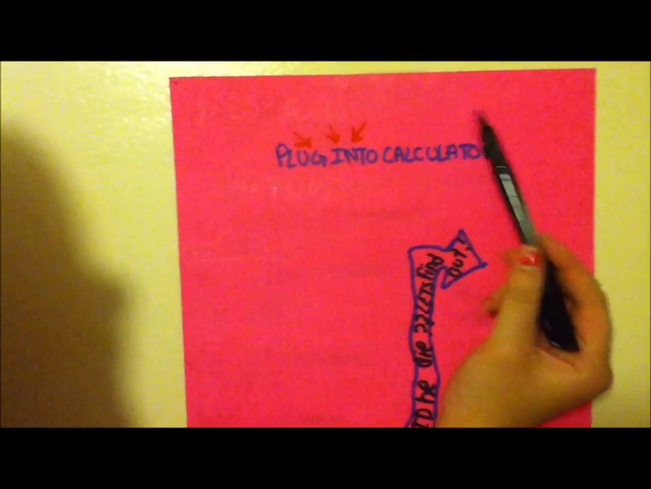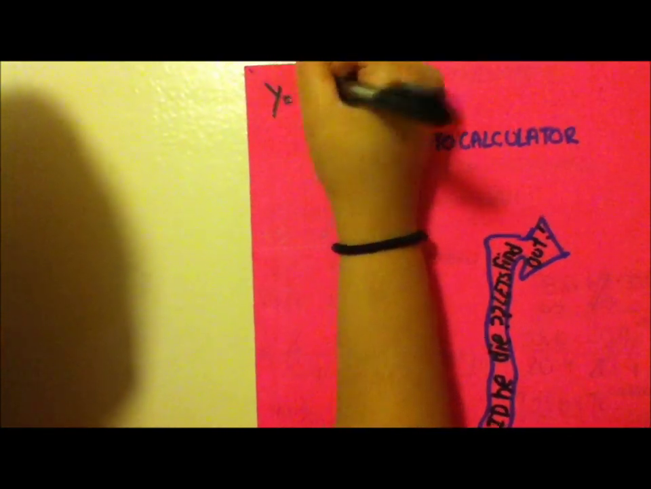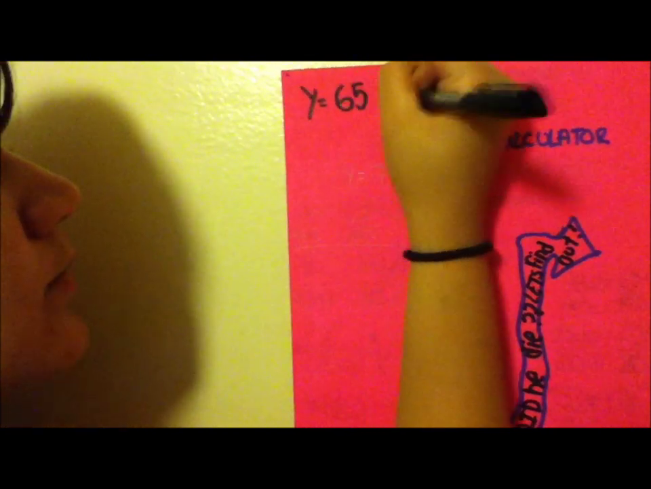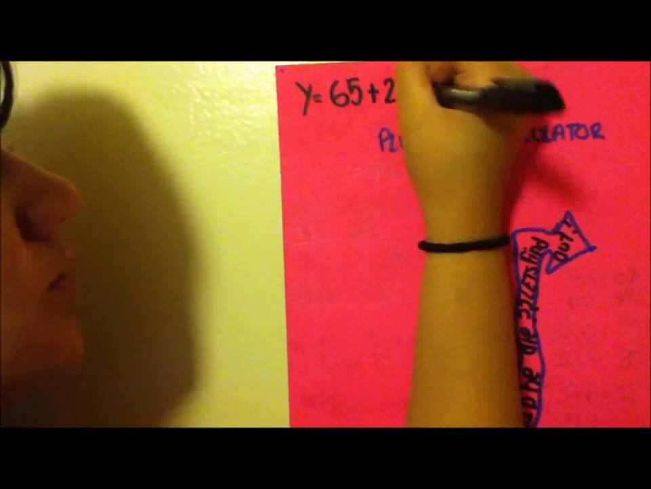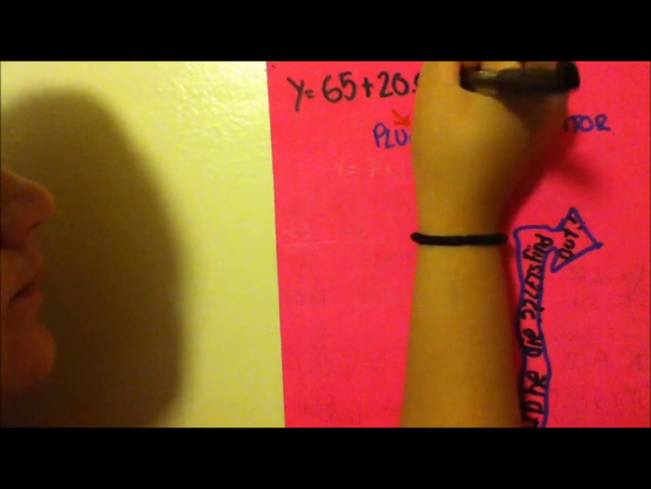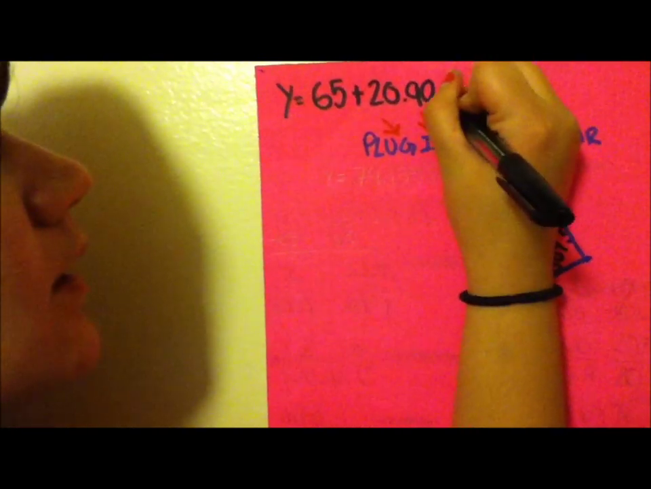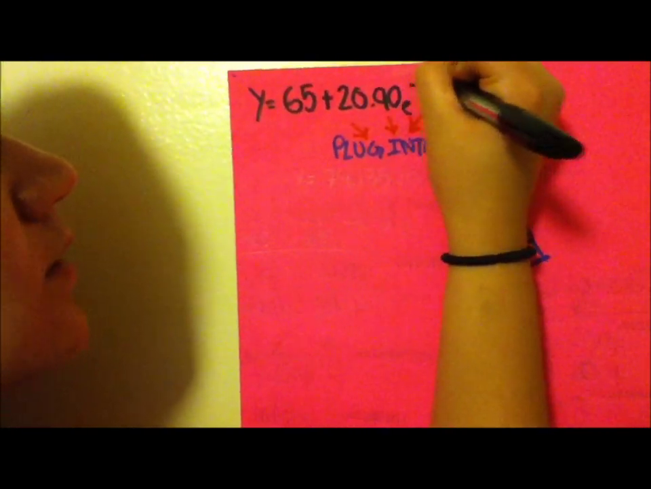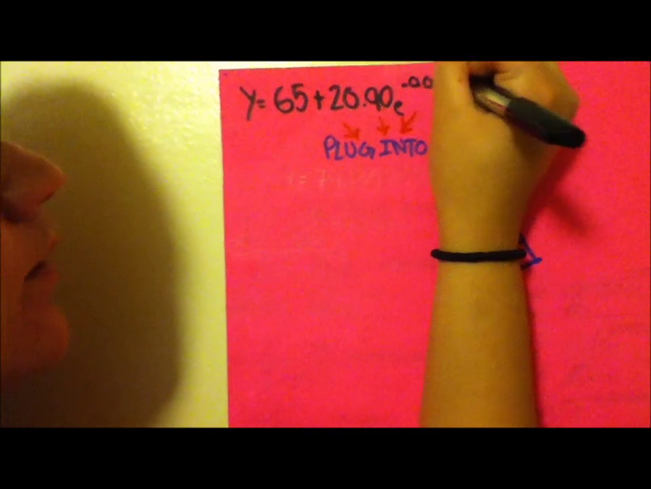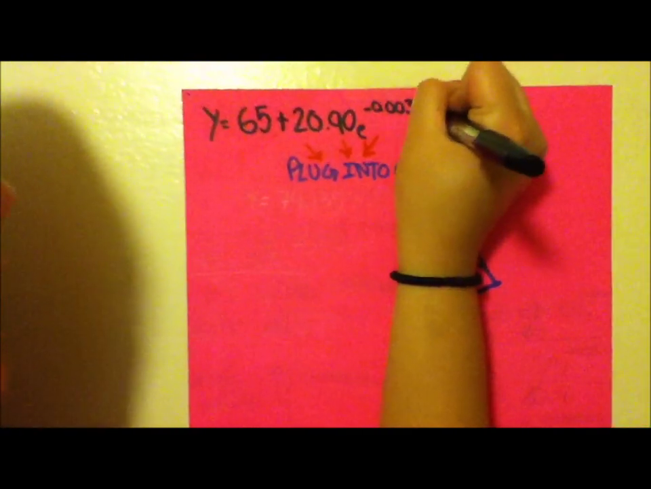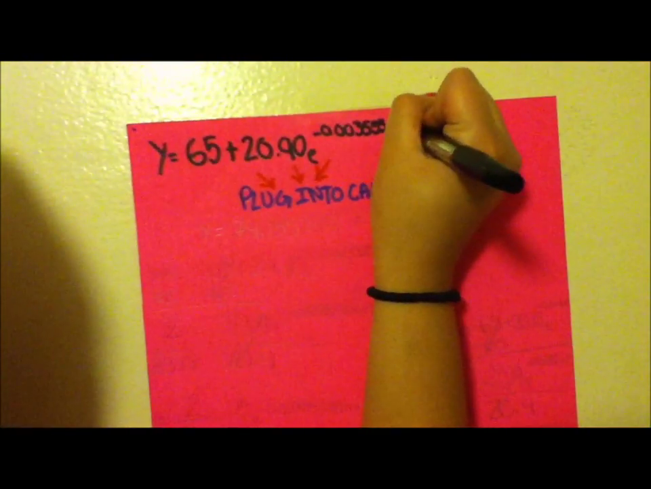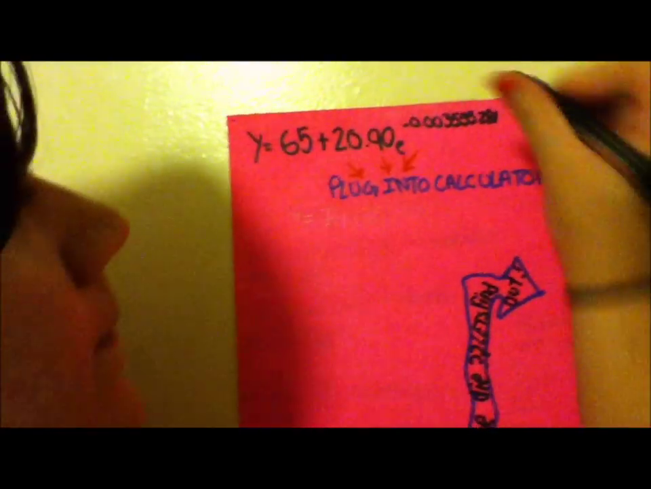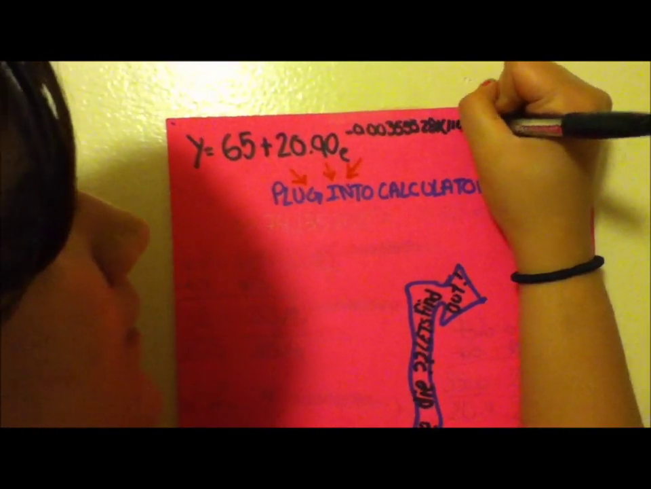So now, we want to find what the temperature of the body was at 110 minutes. So we put Y equals 65, our room temperature, plus 20.90, our B, e to the negative 0.003555281, which is our newly found K, times 110.